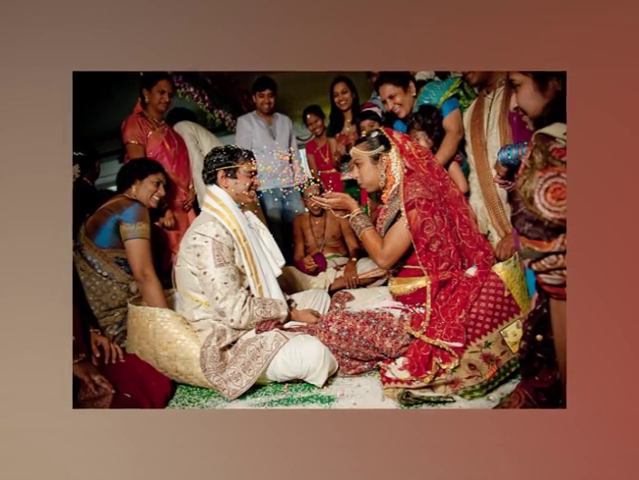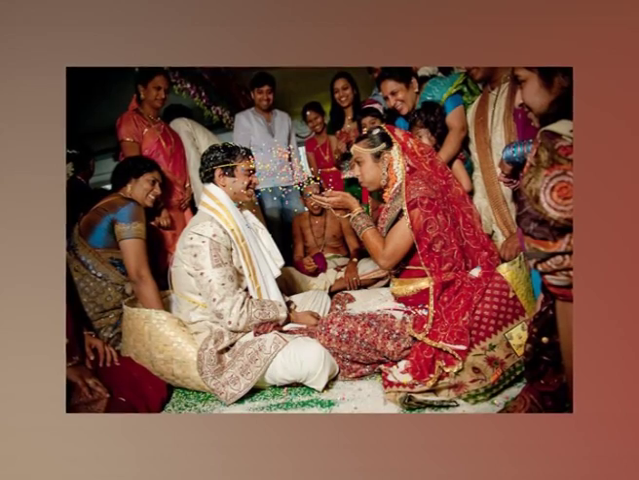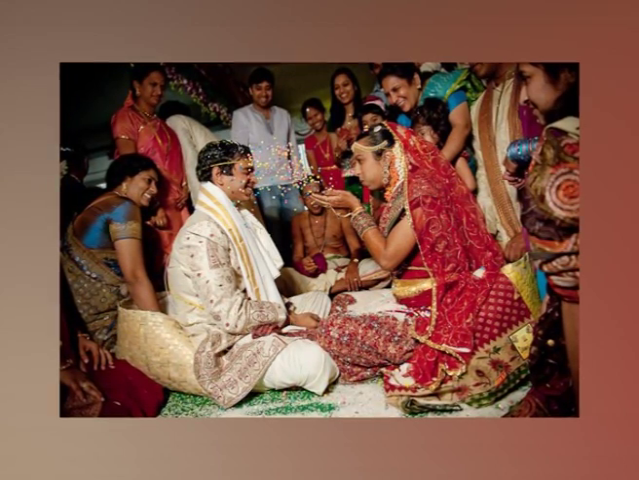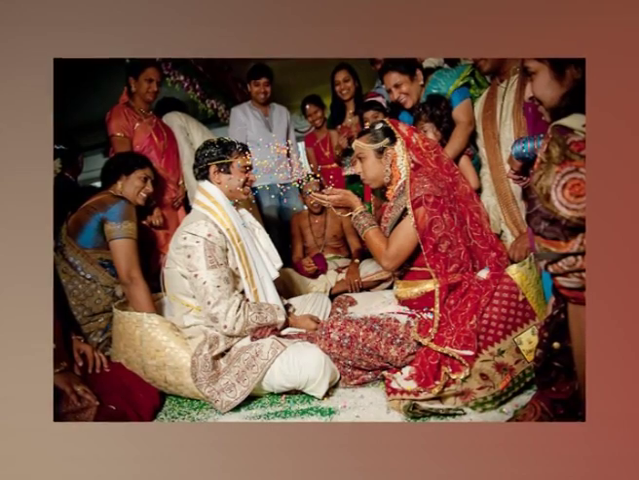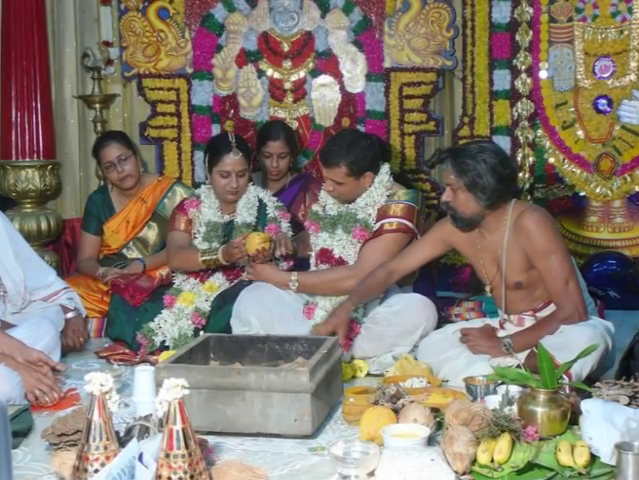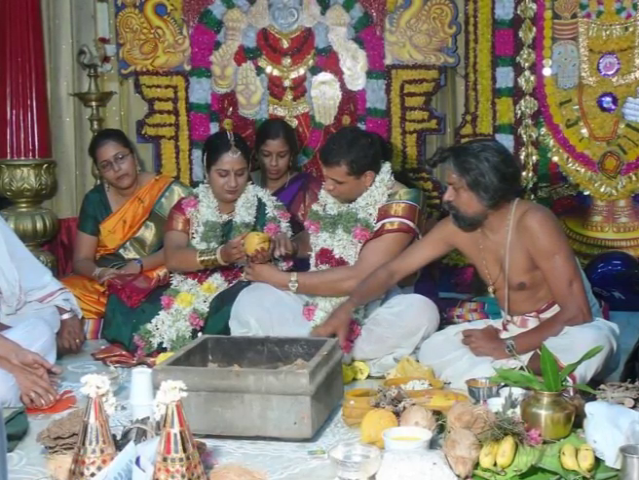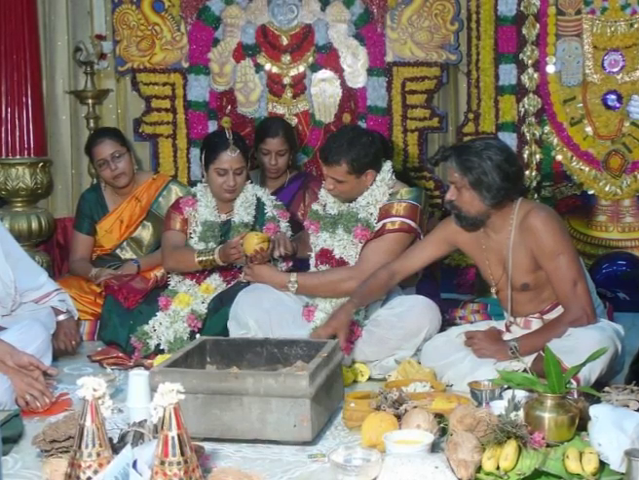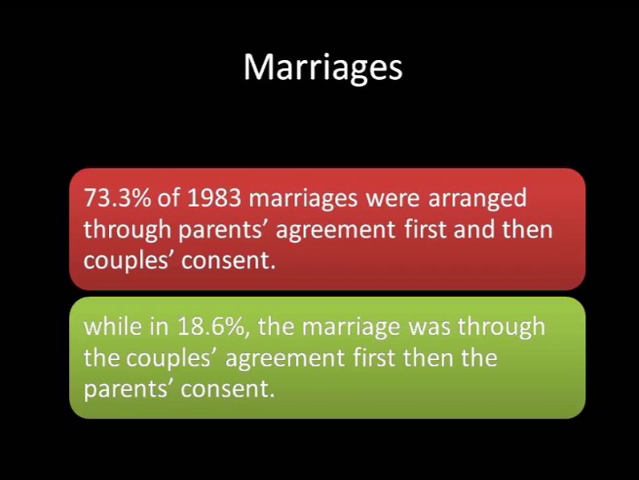The term arranged marriage does not mean that the marriage is planned against the will or acceptance of either partner, but it basically implies that a certain suitable couple is given the option of getting married under the family supervision. Among marriages contracted from 1969 to 1979, 73.3% of 1983 marriages were arranged through partners' agreement first and then the couple's consent.